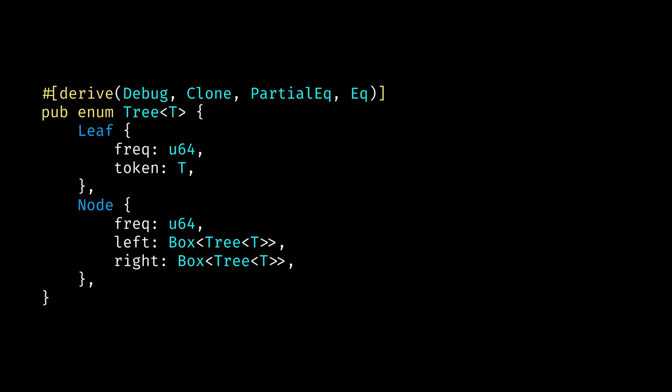Leaf is a leaf node with the token. The type of the token is generic, it's T. And we also store the frequency for this token. For simplicity, we will not try to normalize frequencies. So this will be just an unsigned integer.